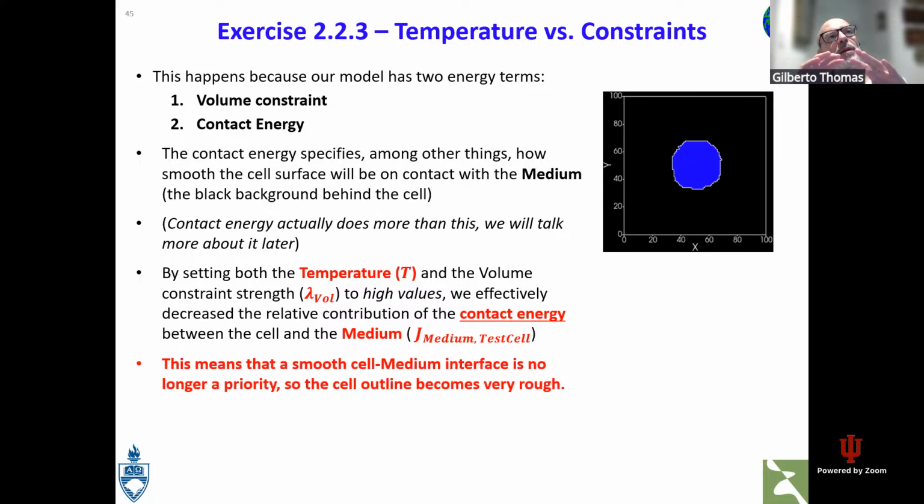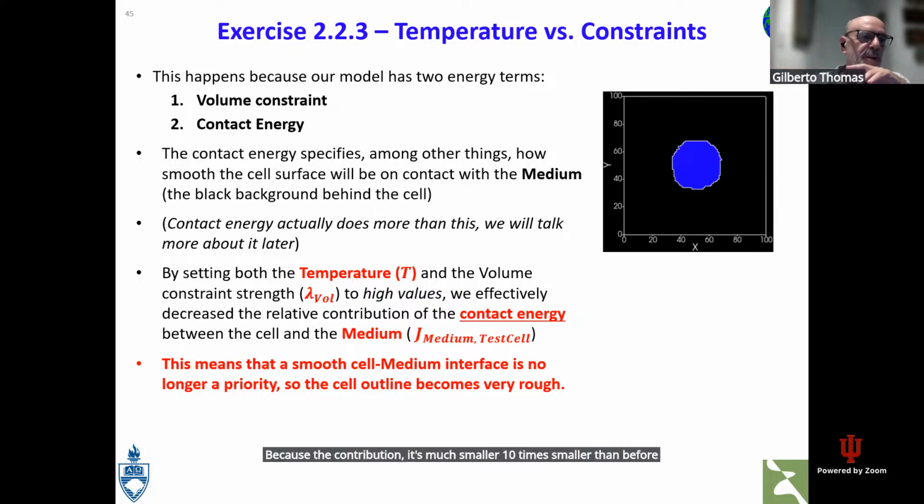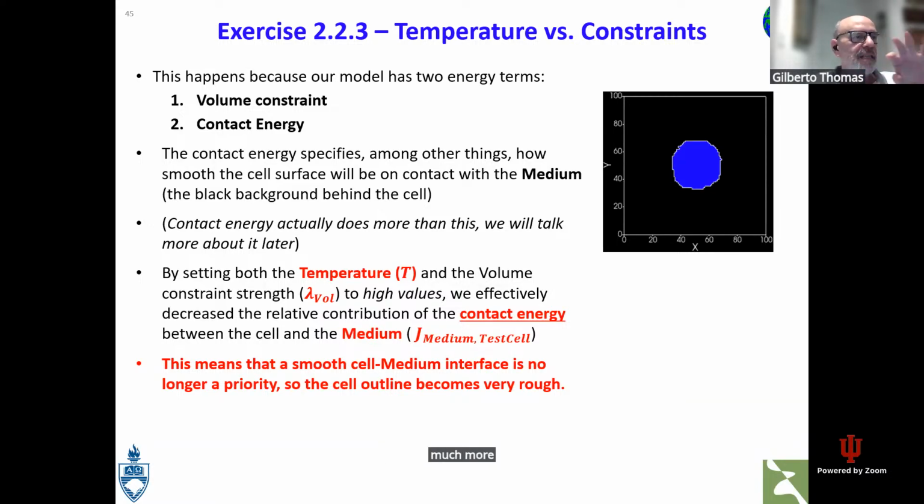So keeping the cell smooth, which is the role of the contact energy, is no longer a priority because the contribution is much smaller, 10 times smaller than before. So the volume is more important now. And that's why the cell keeps much more wiggly, more rough in the surface.